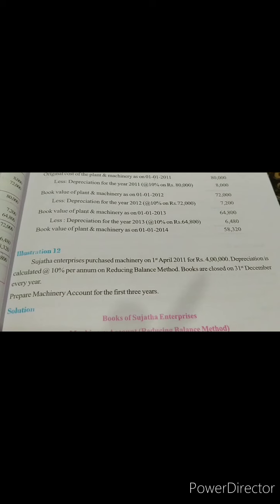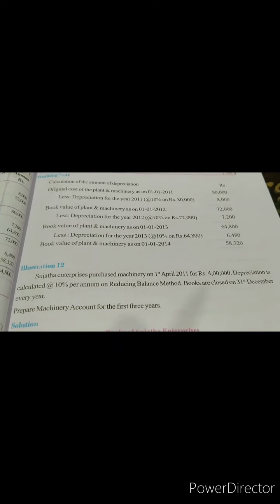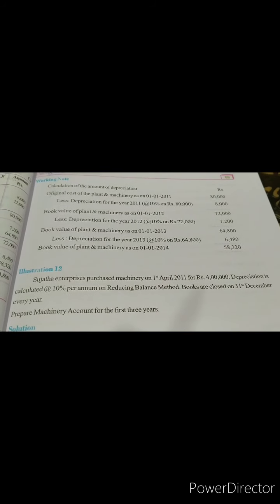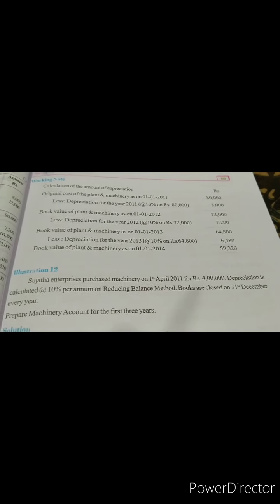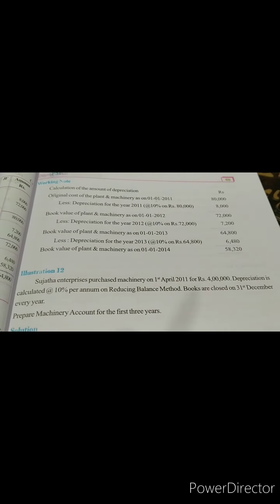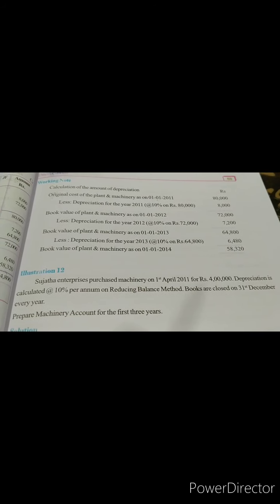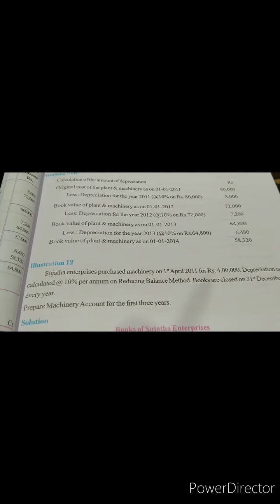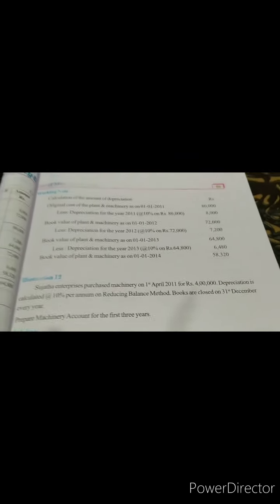Sujata Enterprises purchased machinery on 1st April 2011 for rupees 4 lakh. Depreciation is calculated at 10% per annum on reducing balance method. Books are closed on 31st December every year. Prepare machinery account for the first 3 years. So just have a look at the illustration very carefully.